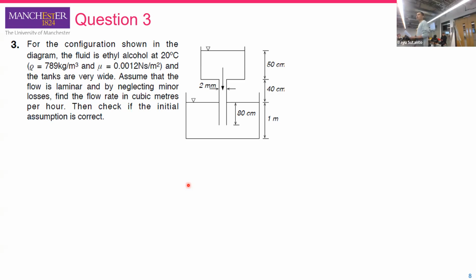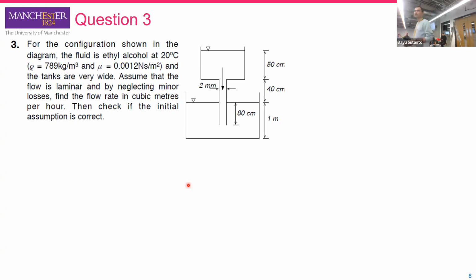Assume that the flow is laminar, so we assume it's going to be laminar, neglecting minor losses. So after we have two losses because of the entrance and the exit, but they ask to neglect the minor losses. So we only focus on major losses. It's because there is a pipe with diameter 2 millimeters.